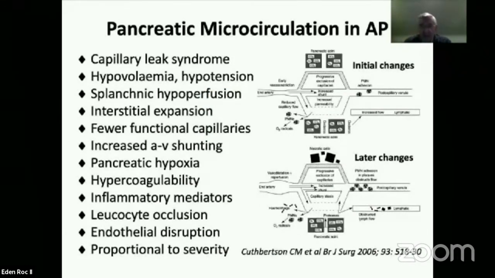Well, the pathological processes are legion: capillary leak syndrome, hypovolemia, hypotension, pancreatic hypoperfusion, hypoxia, hypercoagulability, and a greatly reduced functional capillary capacity. When that becomes severely restricted, necrosis ensues, and this is proportional to the severity of the disease.